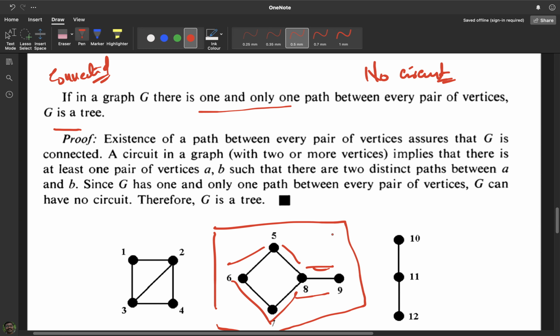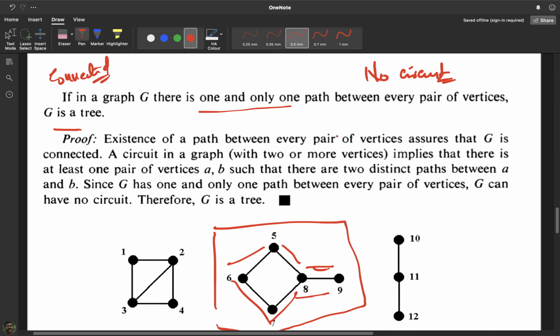That's the reason. So if there is a circuit, there is a pair of vertices which have more than one path between them. That means your assertion that there is one and only one path will not be true if there is a circuit. That means your graph cannot have a circuit. So what are we doing here? We have to show that if a graph has exactly one path between any two vertices, it's a tree. First of all, since any two vertices have a path, it is connected.